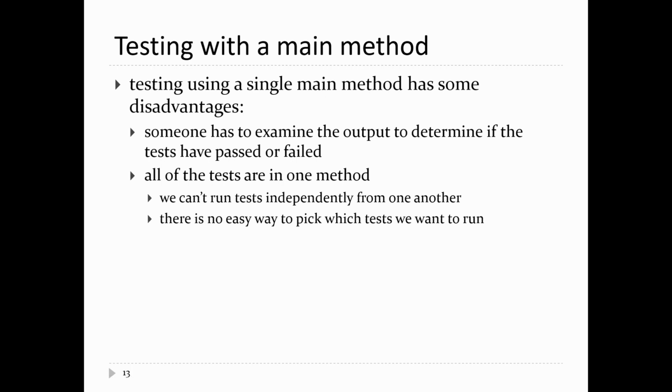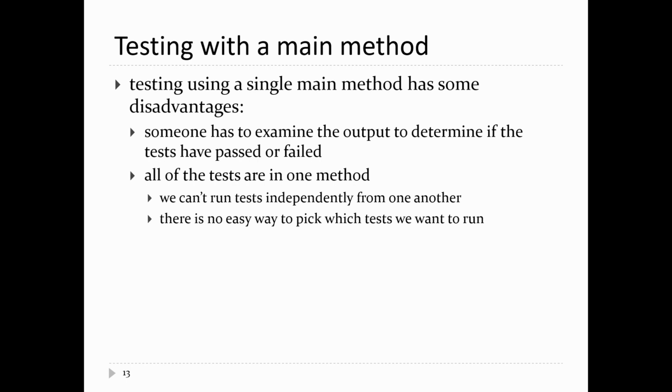So when you test with the main method, there are some pretty serious disadvantages. Number one, it's totally inappropriate when you're testing large pieces of software. The problem is that someone has to look at the output that your program is producing to determine whether or not one or more of the tests have passed or failed.